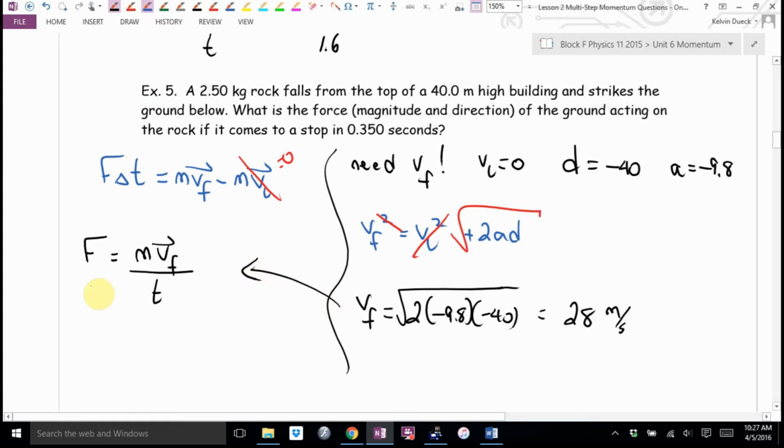Is that okay? Let's move it over, plug and chug. It's going to be 2.5 times 28 divided by 0.35. Oh, this might work out nice too. It's going to be 7 divided by 0.35. It's the same as 70 divided by 3.5. 700 divided by 3.5... 200. Gah, I was off by a decimal. And it's a force, newtons, and let's add a direction, up.